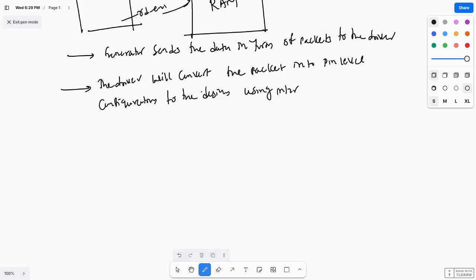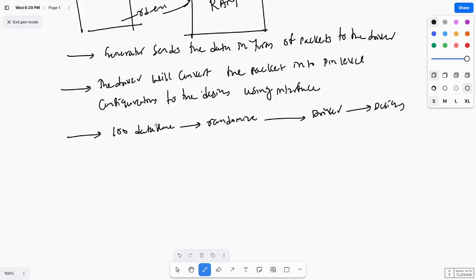Suppose 100 data lines are there. These 100 data lines you need to randomize and send to the driver. The driver will open it up and send it to the design.